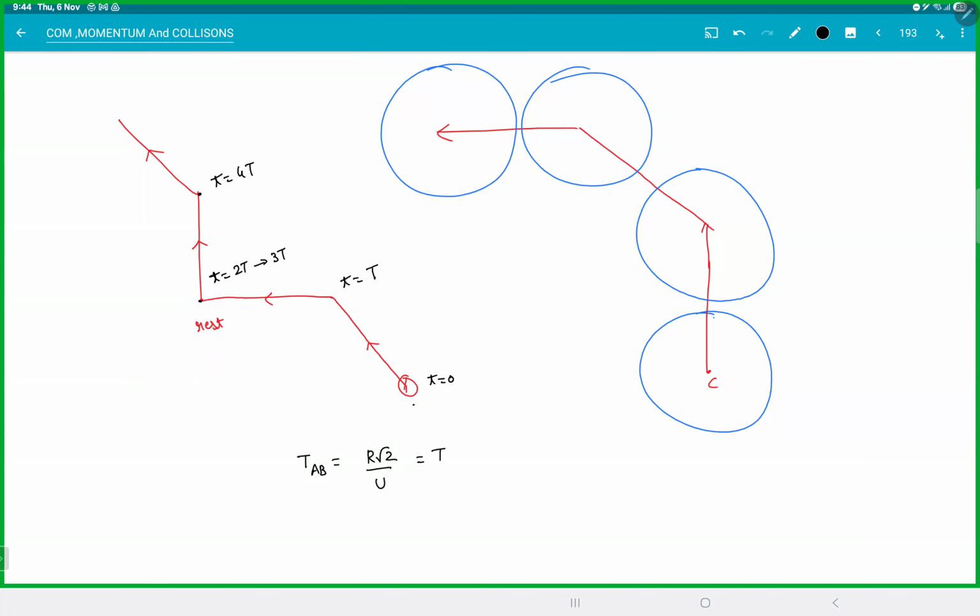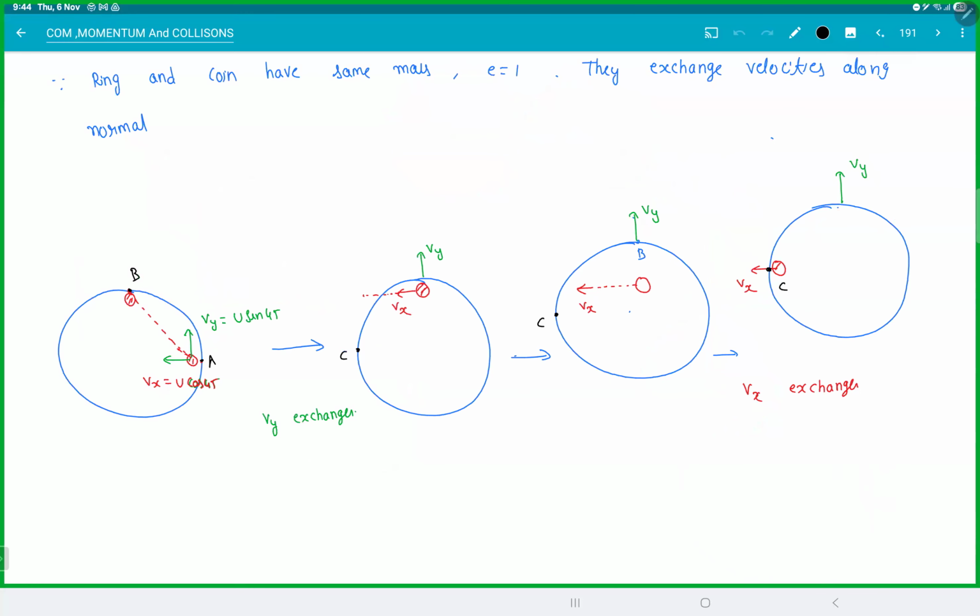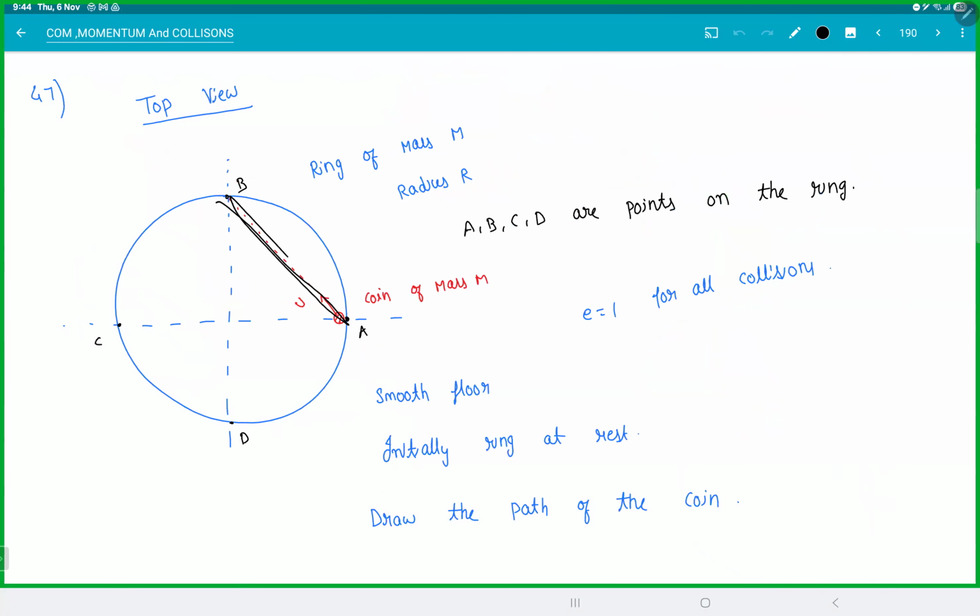There. That's the total time period. And this thing repeats after every 4t, where t is r root 2 by u. I hope everyone is clear how I got r root 2 by u. When you go from A to B, what is the length of the hypotenuse? R root 2. What is the speed? U. So distance by speed.